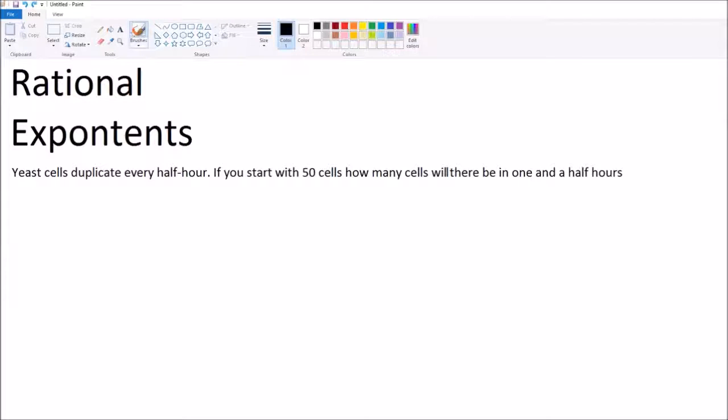Let's say you start off with 50 cells, how many cells would there be after 1.5 hours have passed? Putting this into an equation, the total amount is equal to I, which is the initial amount, which in this case will be 50. And since it's duplicating every half hour, this becomes 2. T is the amount of time that has passed, which is 1.5 hours. And 0.5 is the half hour that passes every time it duplicates.